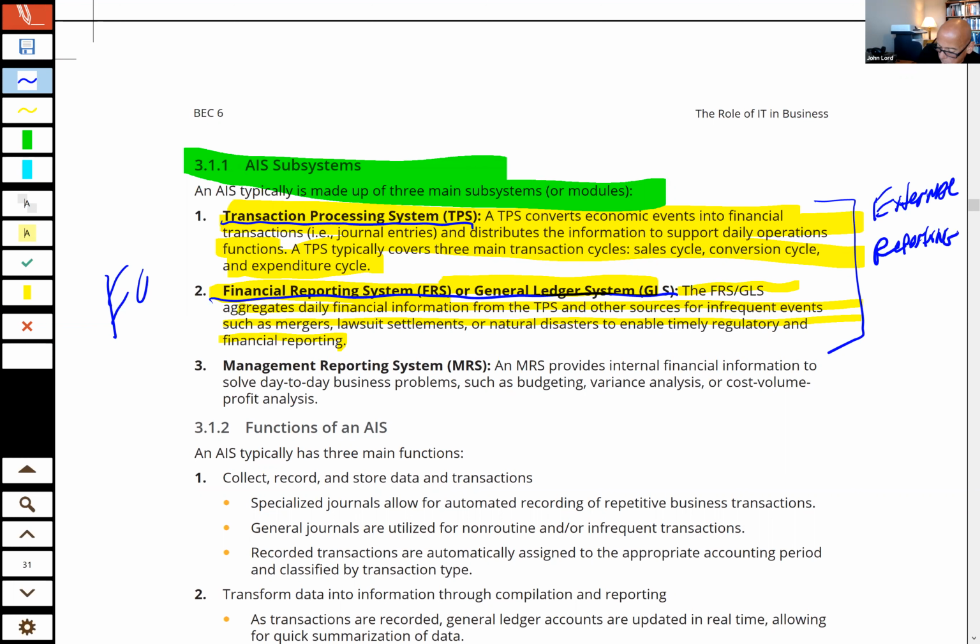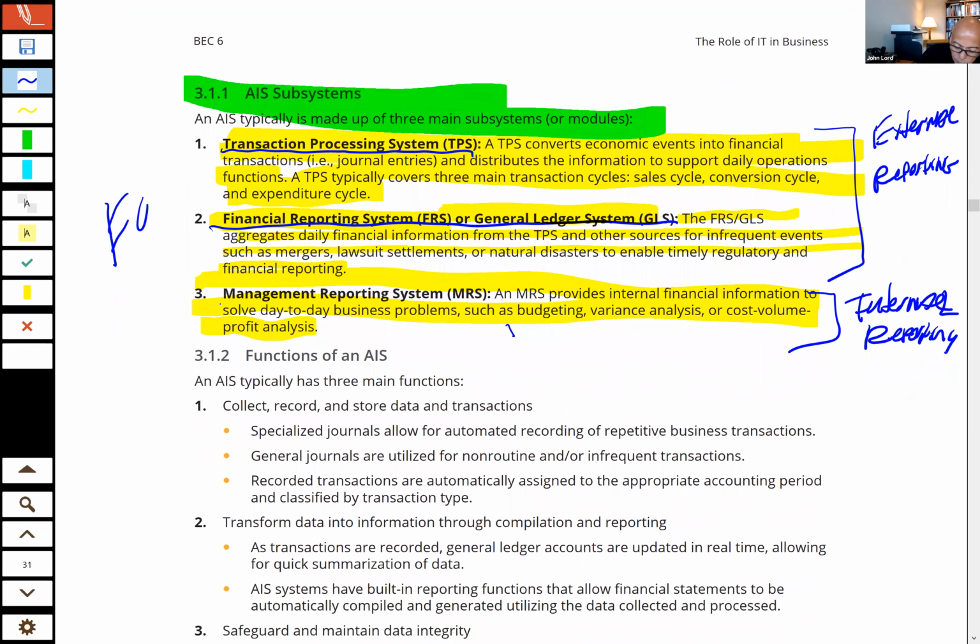Whereas when we get down here to the management reporting system, it provides internal financial information dealing with, and you're recognizing some of the things we've talked about, variance analysis, budgeting, cost-volume-profit. That's true of managerial accounting. So that's more internal reporting. Okay, good. So flashcard at a high level, these three.